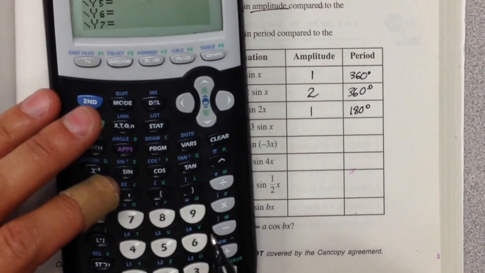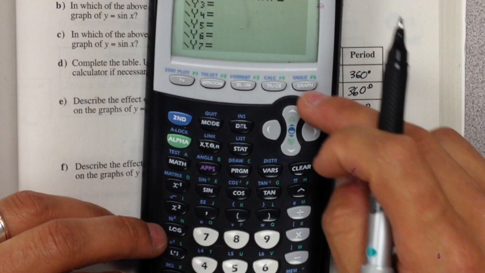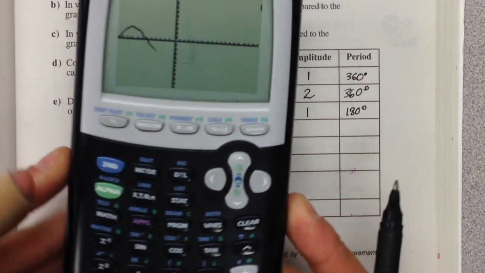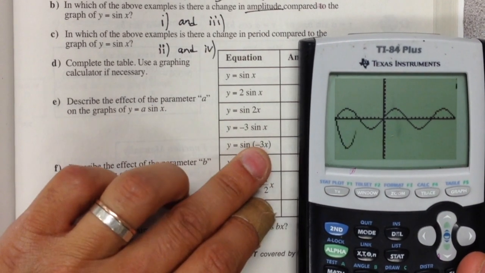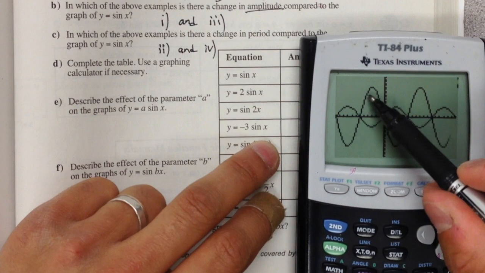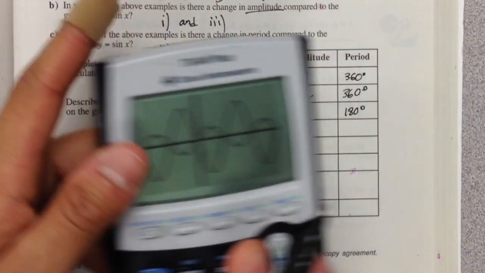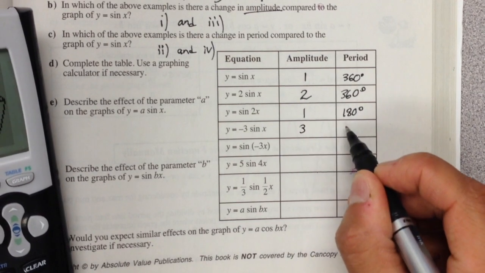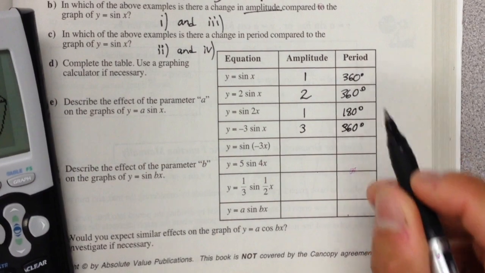Let's look at this next example, negative 3 sine of x. We'll graph this one now. So this is my original graph that's being placed here, and my next graph, negative 3 sine of x. If I look at this, it has actually tripled my amplitude. So my amplitude is now 3, but it has the same period. So I have an amplitude of 3, same period, 360 degrees, same as my original.